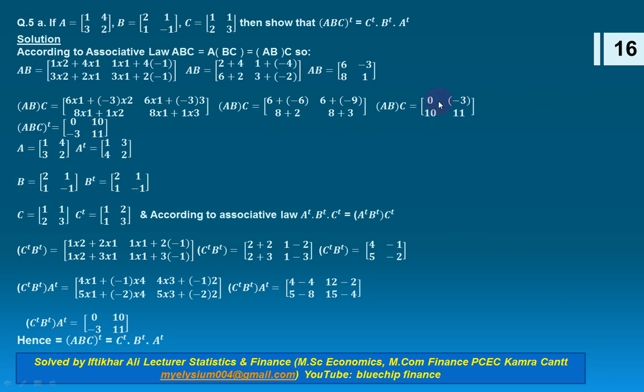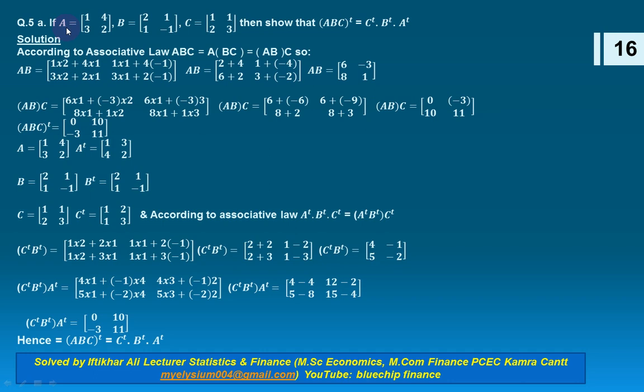So 0 and minus 3, it is here in the form of a row. We just simply place this into a column. 10, 11 is a row. We just place it into a column. So that is equal to ABC transpose. Now we will have to calculate, first we will calculate the transpose.